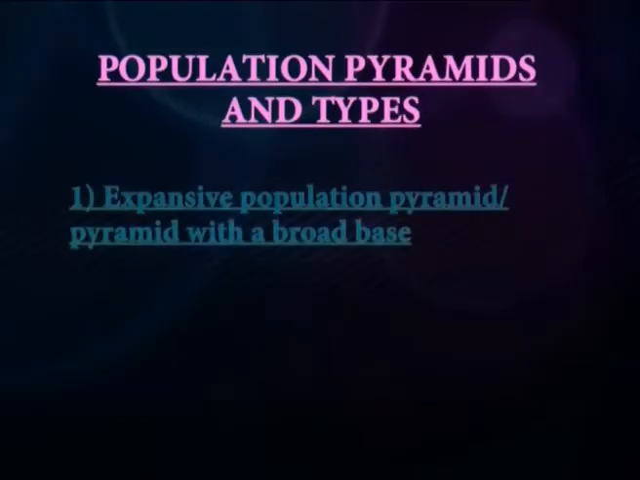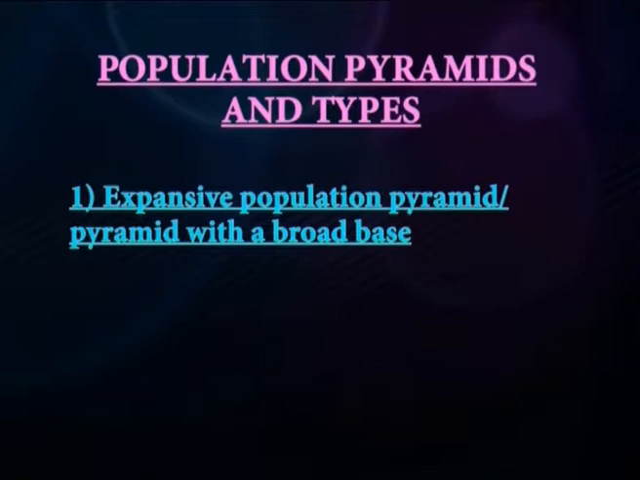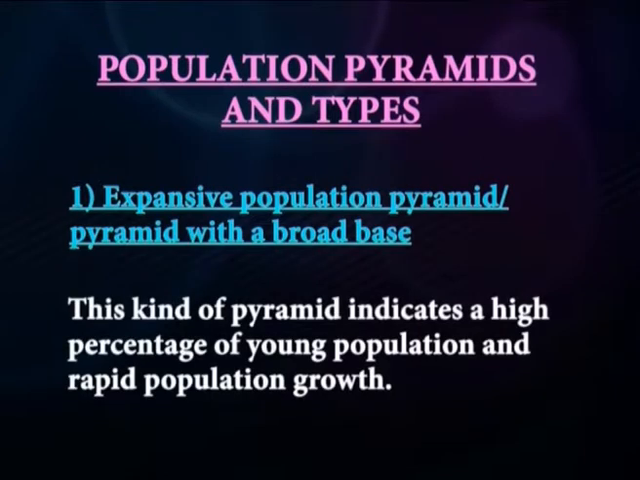Age structure diagrams can be of different types, thereby reflecting various age and sex characteristics of population. Expansive population pyramid, a pyramid with a broad base. This kind of pyramid indicates a high percentage of young population and rapid population growth. These are also called expansive population pyramids, which depict larger numbers or percentage of the population in the younger age groups, usually with each group larger in size or proportion than the one before it.